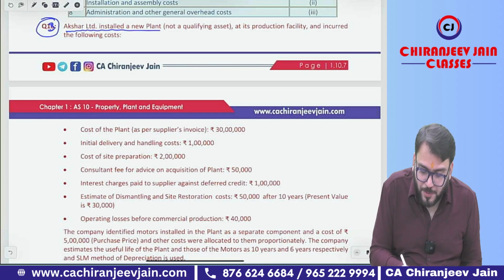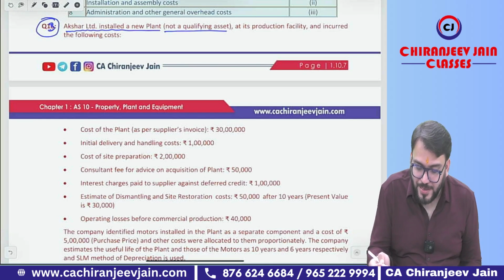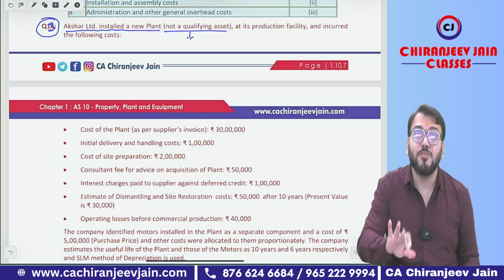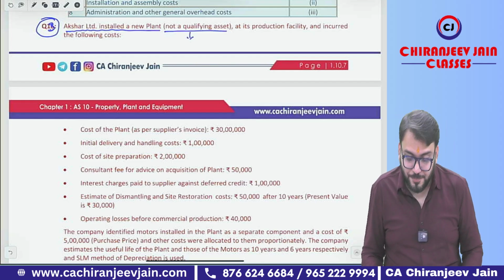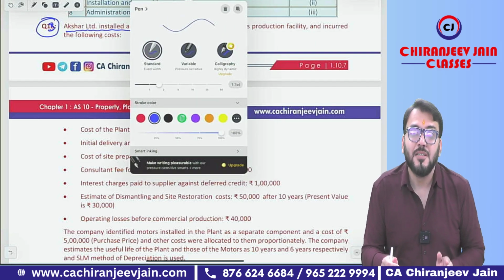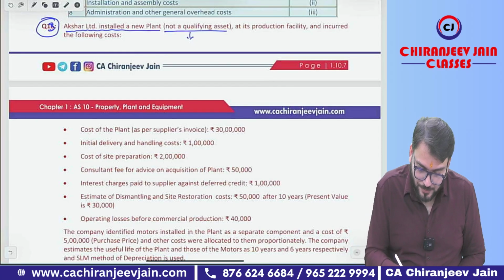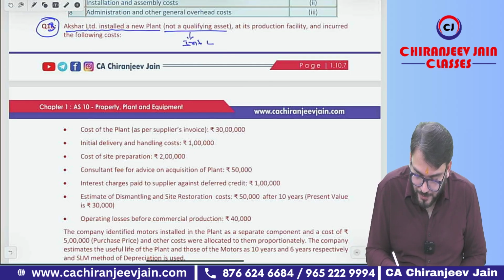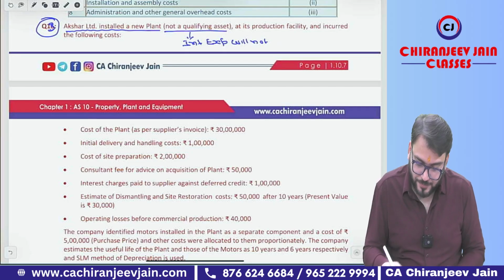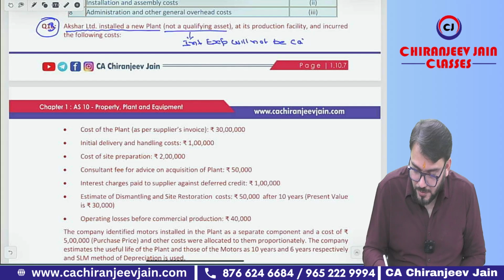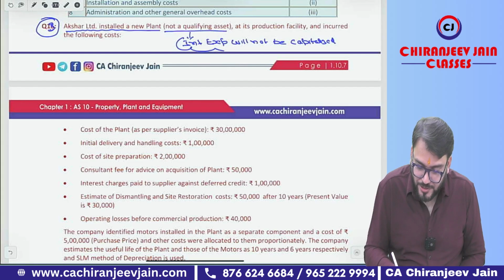Actual Limited installs a new plant, not a qualifying asset. It is not a qualifying asset, as given in the question. Not a qualifying asset means what? As per AS 16, borrowing cost will not be capitalized. It means interest expense will not be capitalized. It is given.